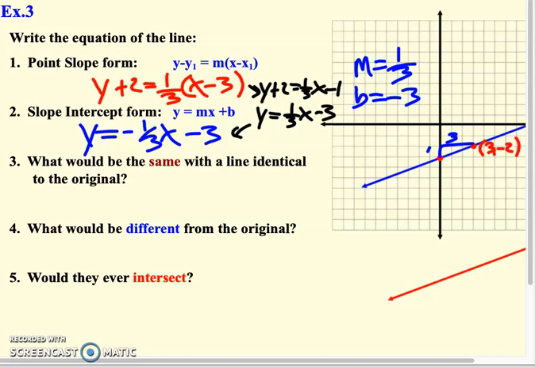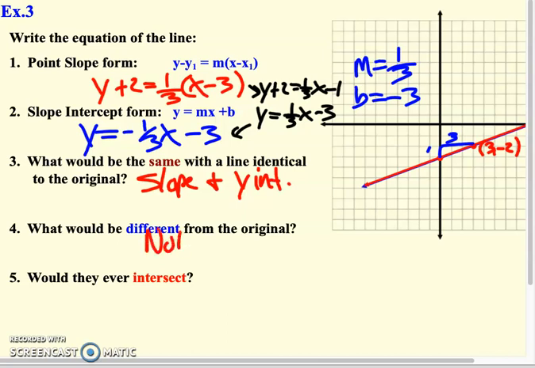What would be the same with a line identical to the original? If you had a line that was actually identical to the original, it would really sit right on top of it. Now we can kind of slide this way, or we can slide this way, but the idea again is if it was the same line, what would be the same? So clearly they have to have the same slope and same y-intercept. What would be different from the original? Absolutely nothing.